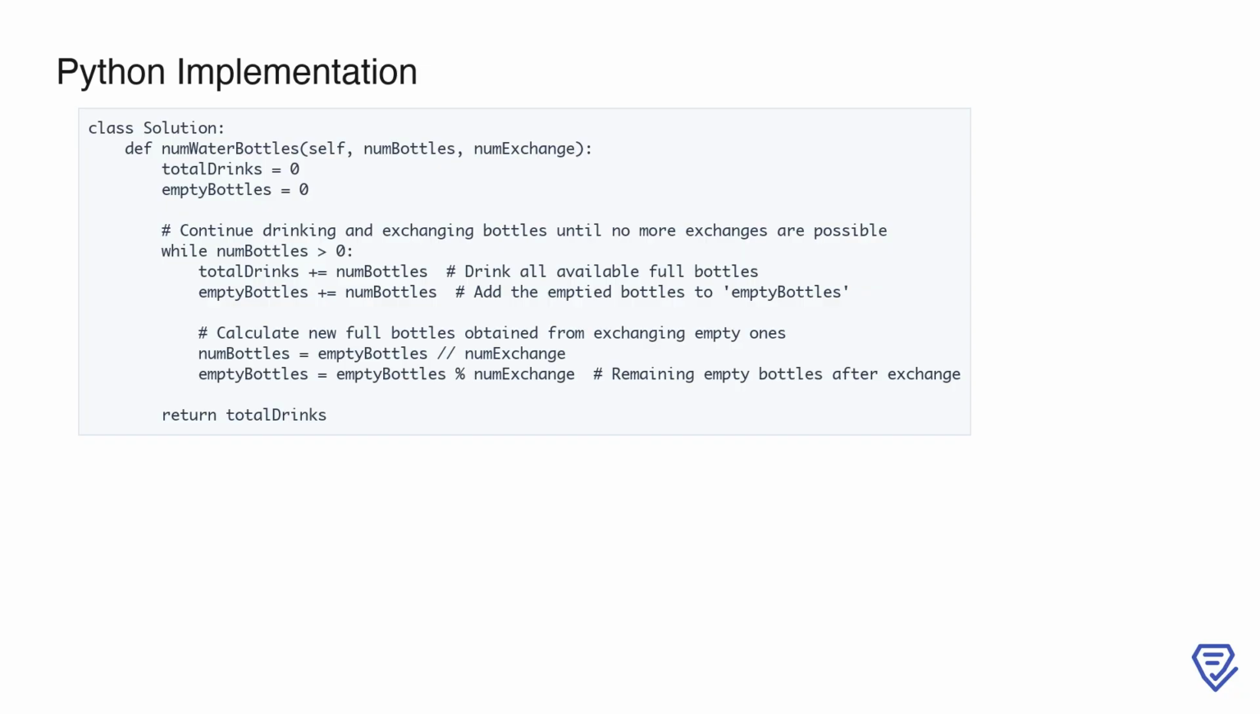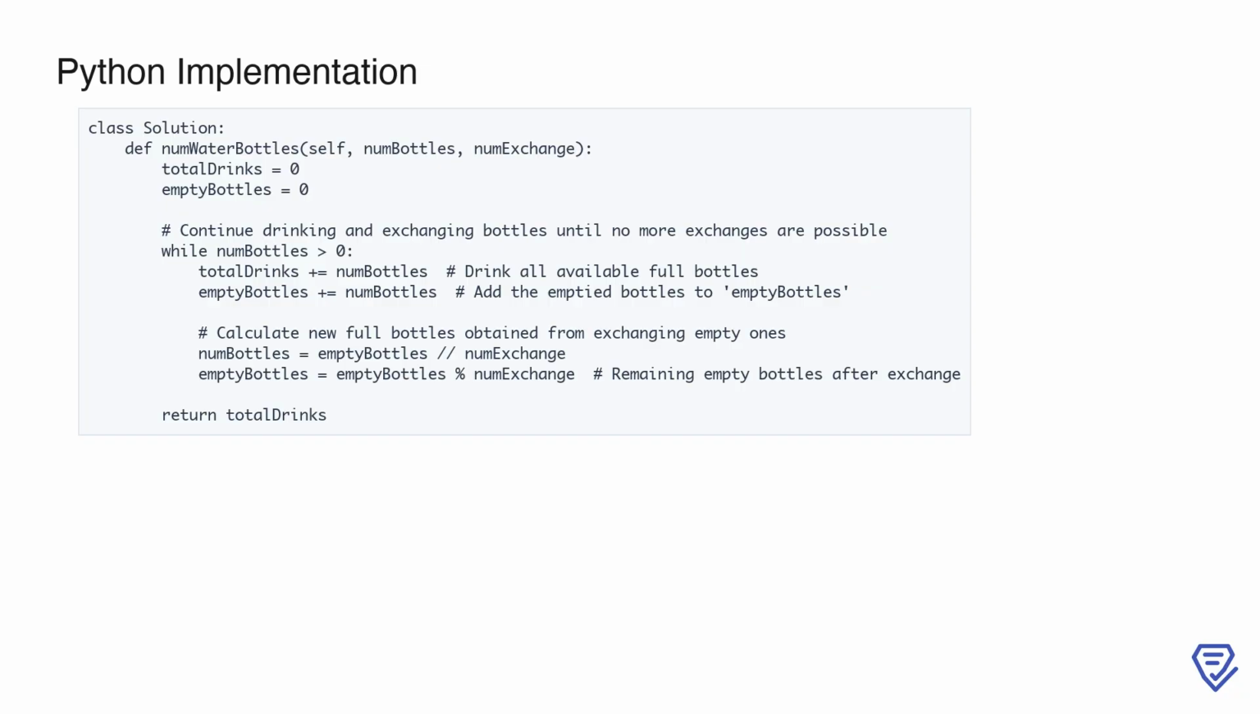3. Exchange bottles. Using integer division, //, calculate the number of new full bottles that can be obtained by exchanging the empty bottles. Update number bottles with this value. Any leftover empty bottles, not sufficient for another exchange, are updated in empty bottles using the modulus operator, %. For termination, the loop ends when no more exchanges are possible, i.e., number bottles becomes 0. At this point, the total drinks consumed, total drinks, is returned as the result.